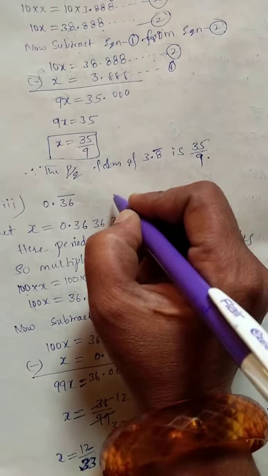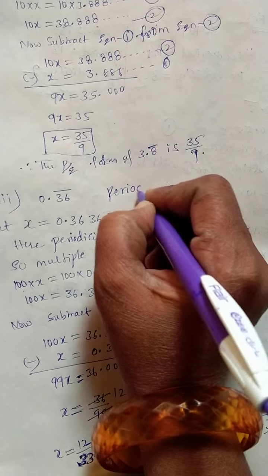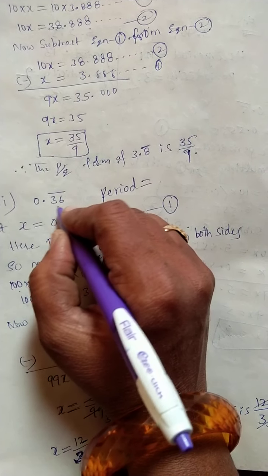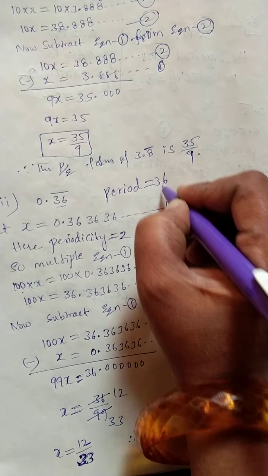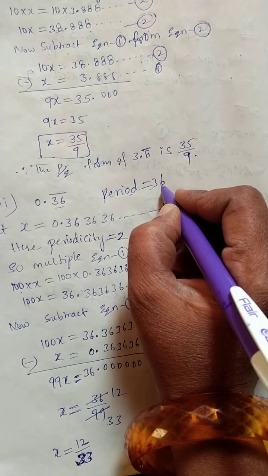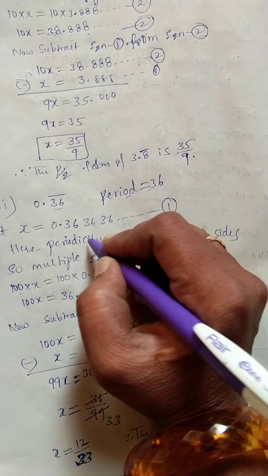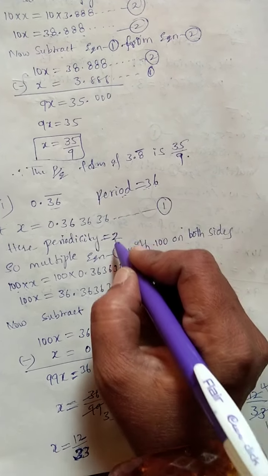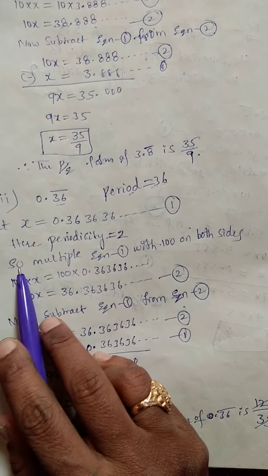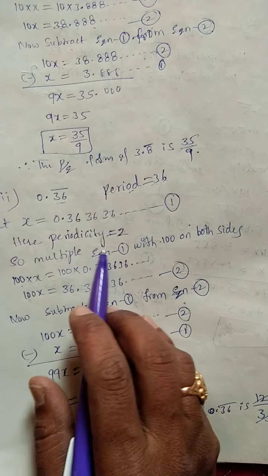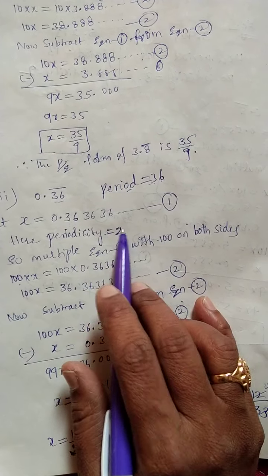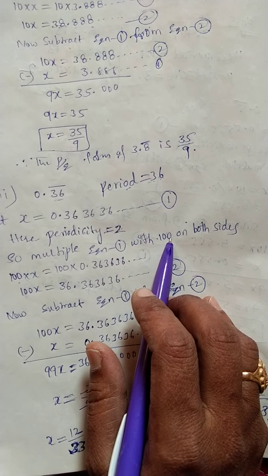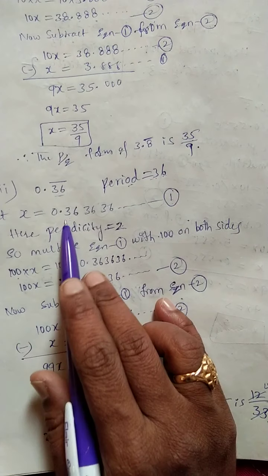So here what I said, period means the set of repeating digits, 3, 6. Number of digits in the period is called periodicity. Now how many number of digits are there? 1, 2. 2 digits are there. So periodicity 2 means we should multiply with 100, on both sides of equation 1.